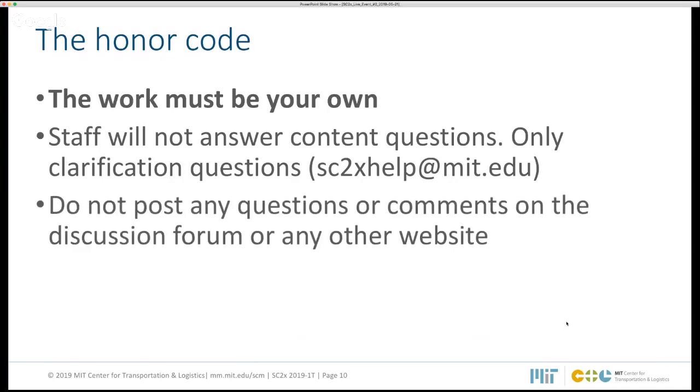And finally, do not post any questions or comments on the discussion forums or any other website. We take the midterm and final exam very seriously. So we'll be monitoring the discussion forum and also other websites. And if we find anything, we will contact you and we'll take a hard decision here. Okay, so please avoid doing these things.